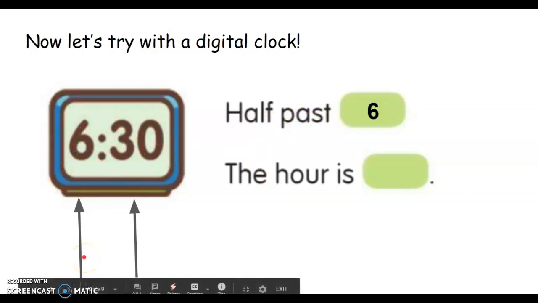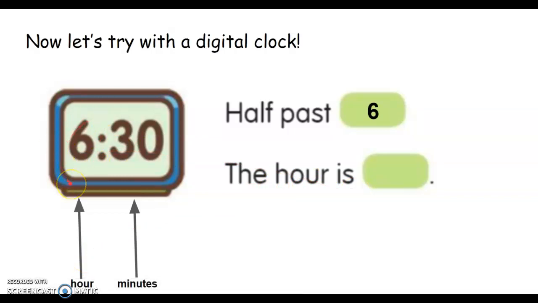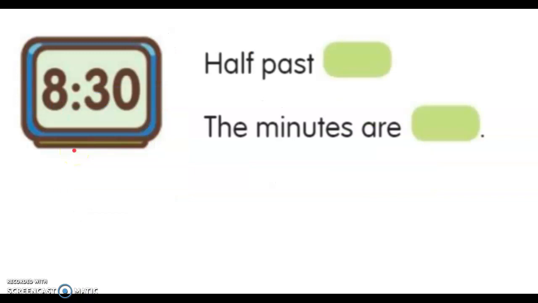It's 6. And the hour is, again, it's 6. So it's 6:30, or you could say half past 6 because it's at the 30, and the hour is 6.